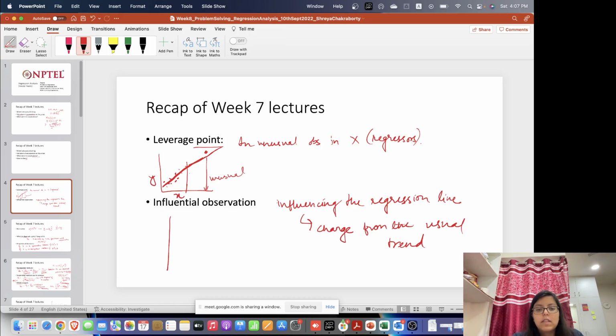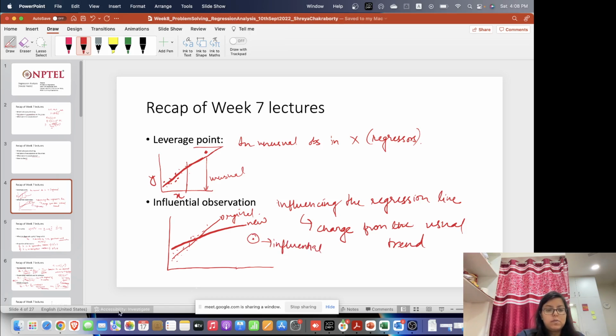Whereas if we have something which is altering the line, let's say this is our usual original line, and we have some observation in the extreme right, and here we have this observation, then the new regression line becomes this one. So the trend is getting altered. So such a point is an influential point. Okay, so these things we learned.